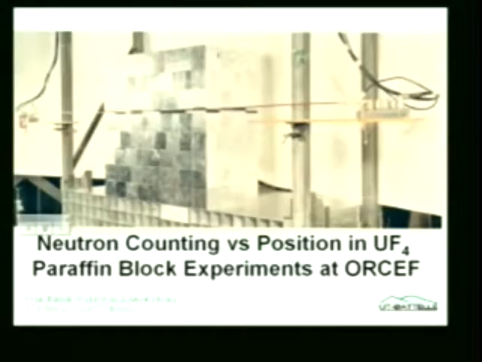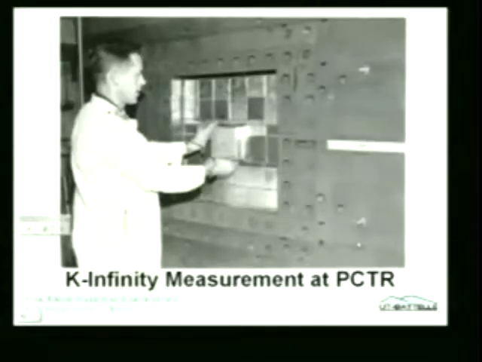We did foil traverses across the assembly, and here you see some counters that were moved horizontally to measure the flux as a function of position at various heights in the assembly. So we basically did a 2D measurement of the flux along the center of the system. This is a measurement.